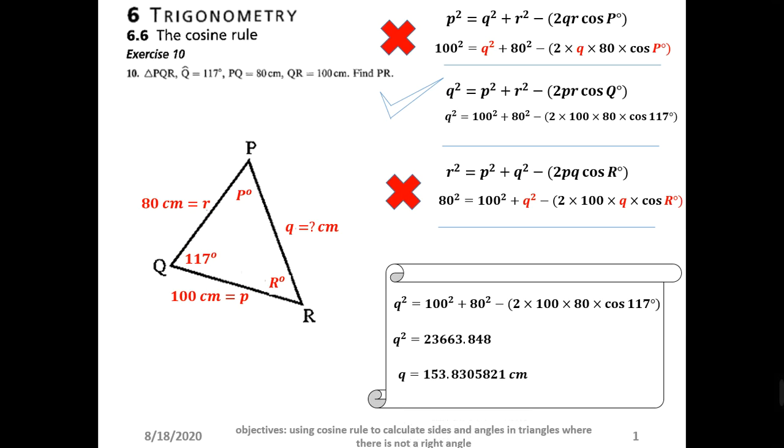153.8305821 centimeter, because all dimensions here are given to me in centimeter. Now, if I want to put my final answer correct to three significant figures, 1 is the first figure, you always start from the left. 1 is the first figure, 5 is the second, and 3 is the third figure. Then look at the right of the 3. So I have an 8 here. 8 is greater than 5, so it's going to bring my 3 up to 4. So the final answer will be 154 centimeter, and this is correct to 3 significant figures.